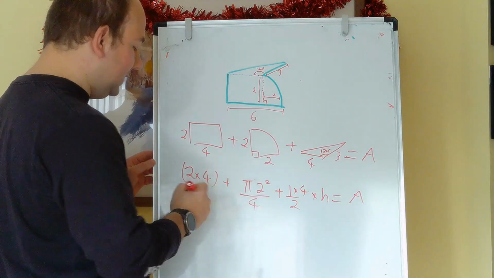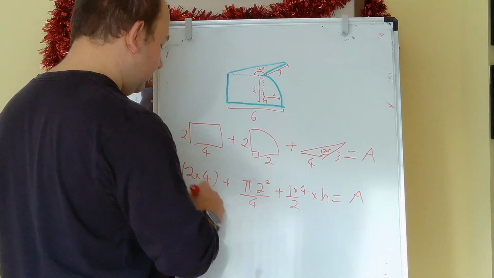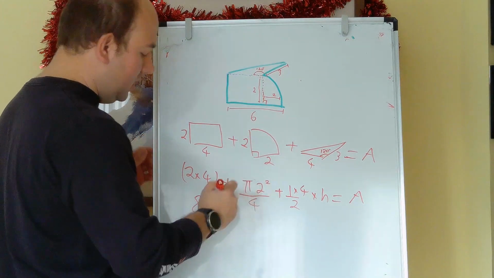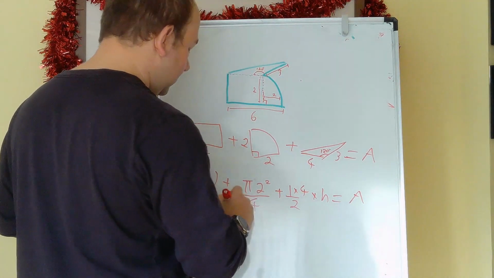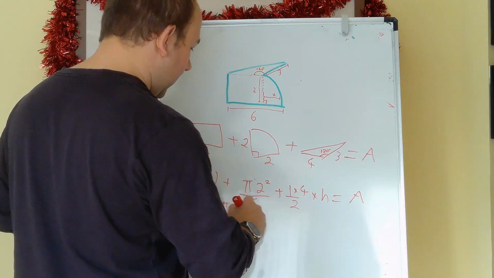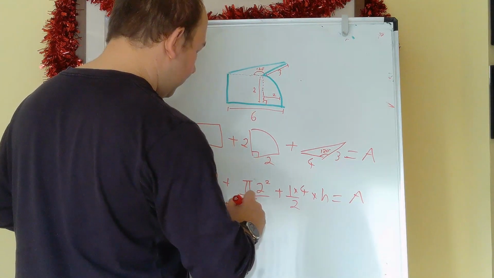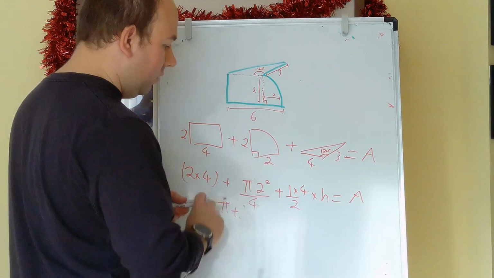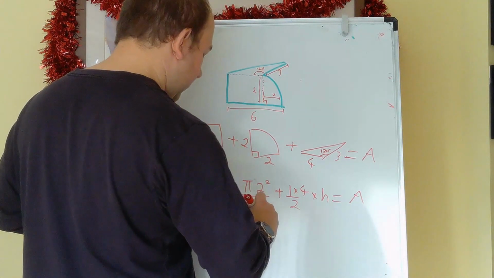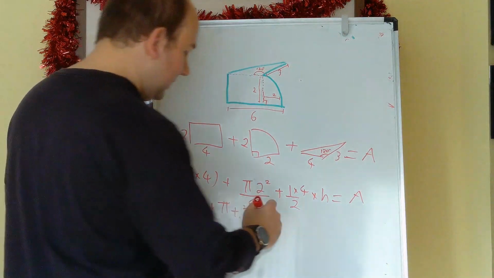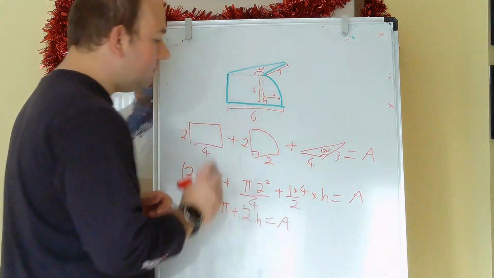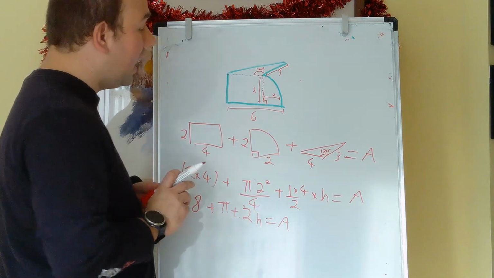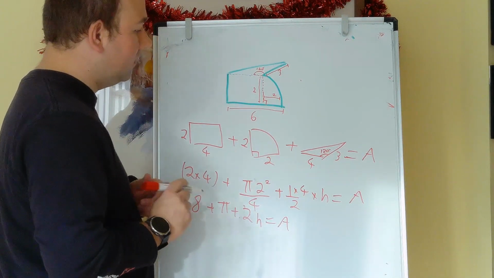So I can now start tidying this up. I've got 8 here, plus, so 2 times 2 is 4, so I have pi, plus this 4 over 2, which is just 2h, is equal to the area. The problem is I do not know the height of this triangle.